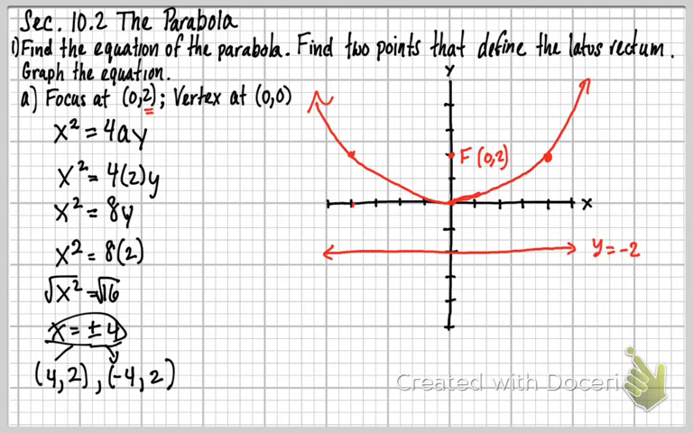And also we should label the vertex. The vertex isn't always going to be at the origin, just from what we've seen so far. Keeps it simple, gives us a nice idea of the picture. So we graphed the equation, that's check for number 3. We found the 2 points for the latus rectum, that's a check. And then we found the equation of the parabola.